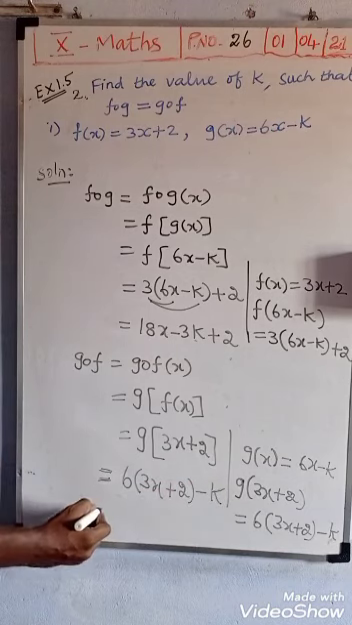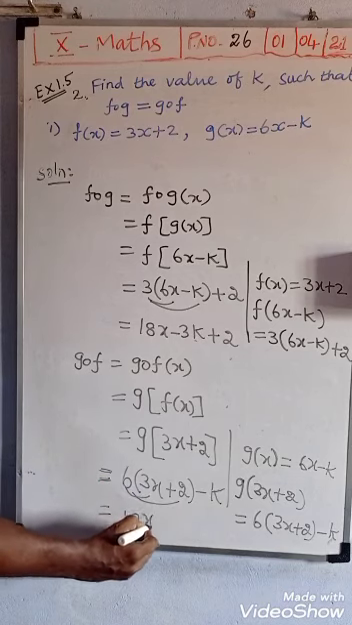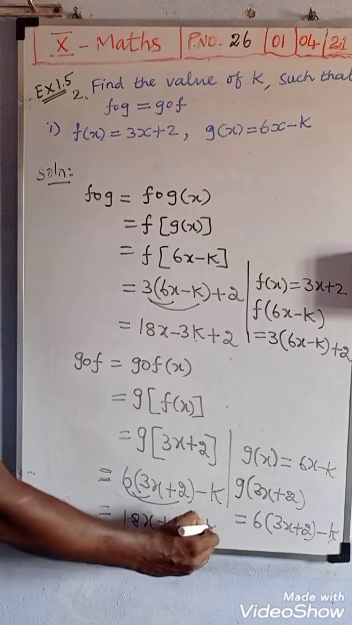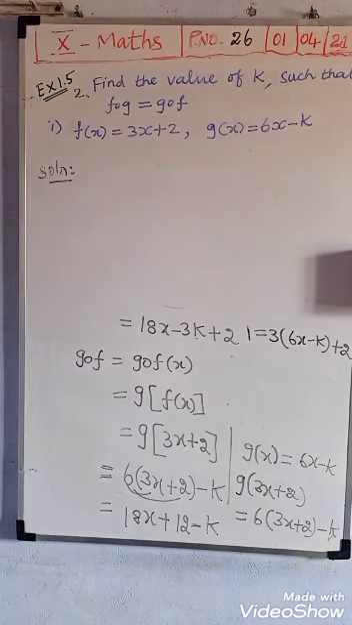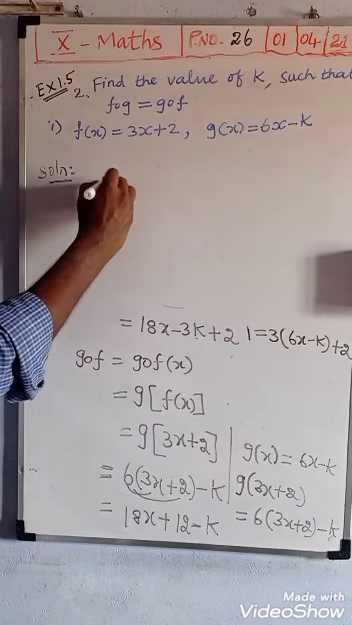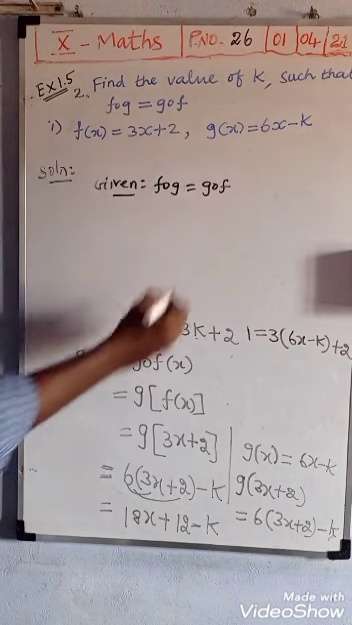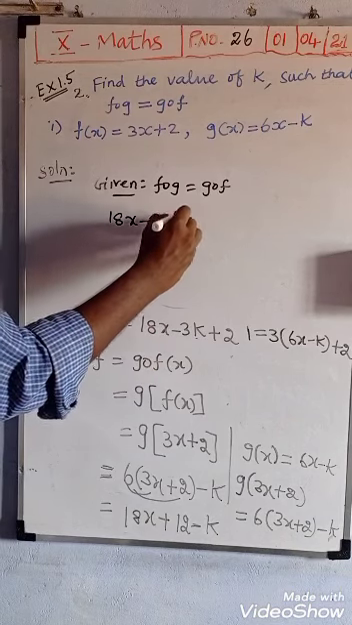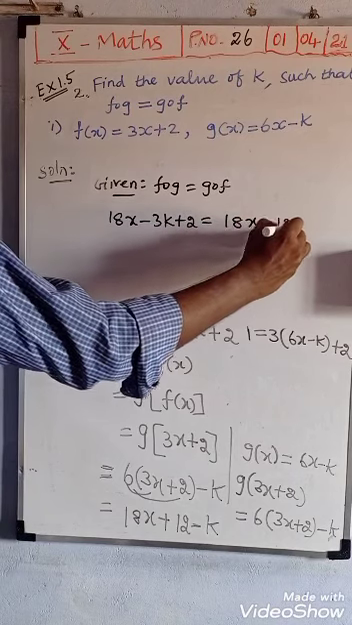Now see, 6 is common for both. So 6 times 3 is 18x, plus 6 times 2 is 12, minus k. We cannot simplify further. This is g composition f. Now it is given that these two are equal: f composition g and g composition f. So equate: f composition g value, 18x minus 3k plus 2, is equal to g composition f value, 18x plus 12 minus k.